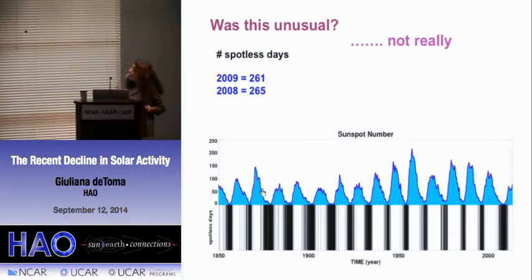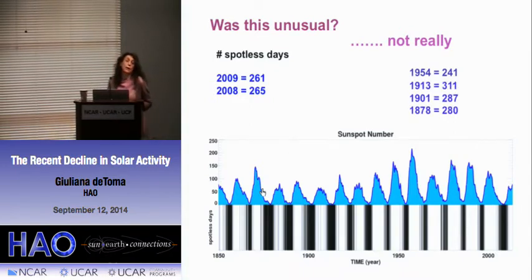Yes, we had a lot of these days without spots in 2008 and 2009, but if you look in 1954, before cycle 19, we actually had quite a few of those days as well. And if we go even farther back in time, we find minima that were even longer than the one we have recently observed. So what this plot shows here is sunspot number on the top, and each of these black vertical lines corresponds to a day without spots.